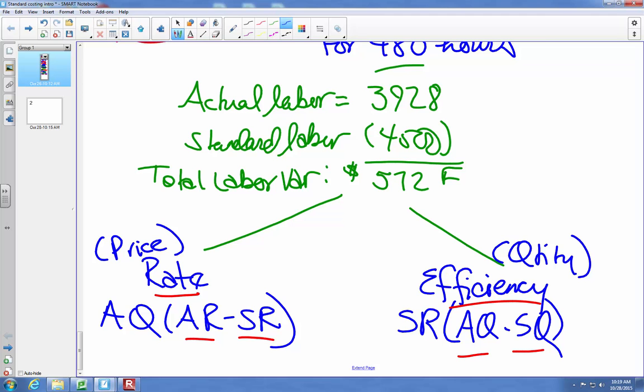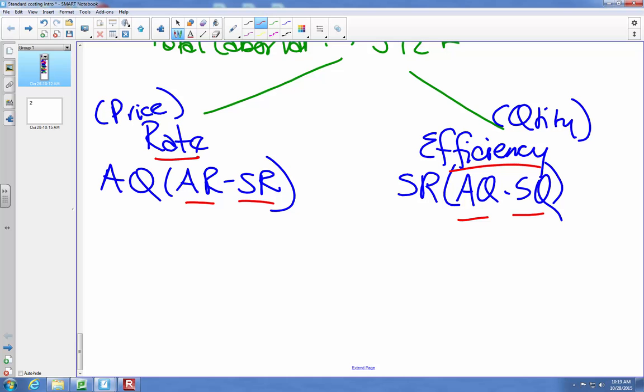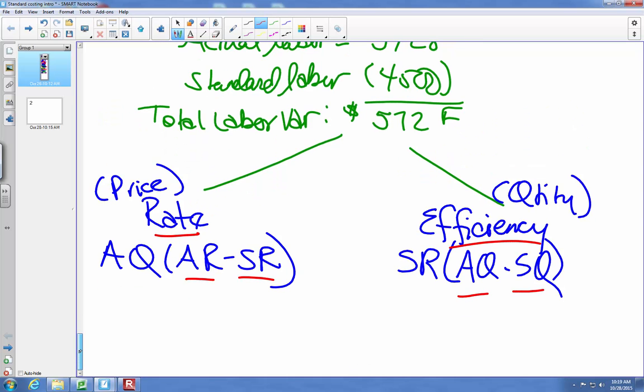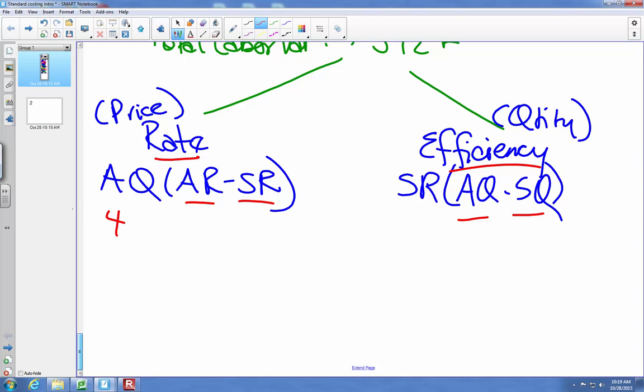Okay, so let's start to plug in the numbers. What was my actual quantity that I used? Number of hours. 480. And what was my actual rate? And how did you get my actual rate?